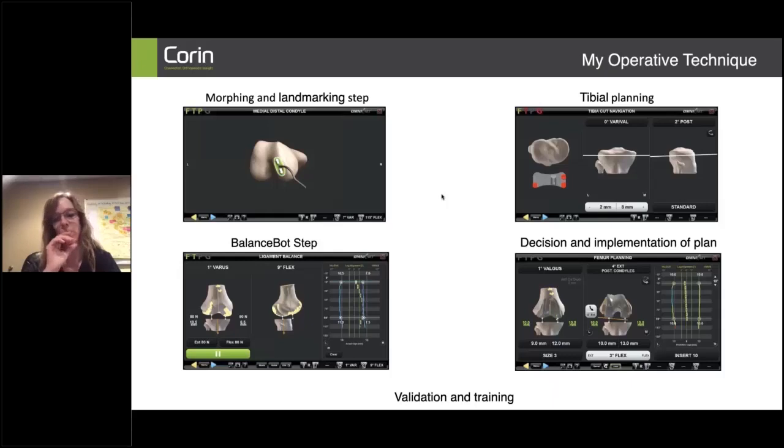And people will tell you, and I've been doing this for over 10 years, in general, from initial incision through approach, placement of the tibial trackers, placement of the femoral trackers, and registration takes approximately, for myself, 7 minutes, give or take a little bit, but on average, that's what it is. The steps, of course, are morphing and landmarking. Then we'll go through the tibial planning, the balance spot, and the decision and implementation of the plan.